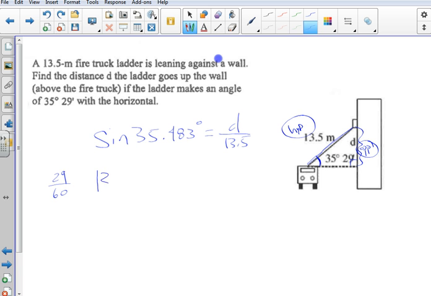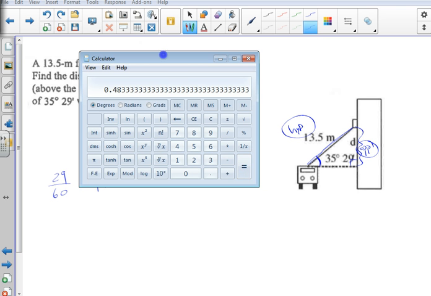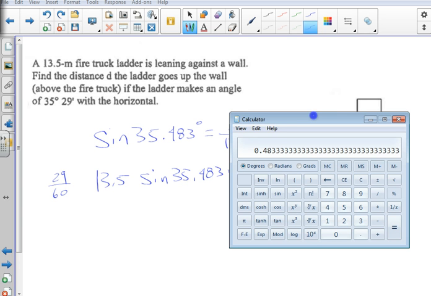Multiply both sides by 13.5. And I'll be in business. So I got 13.5 times the sine of 35.483 equals 7.84. So that distance is 7.84 meters.